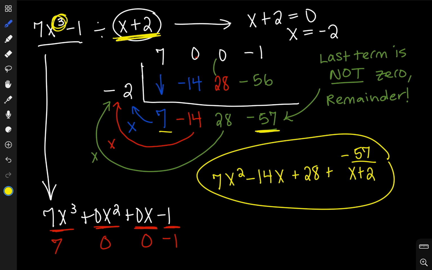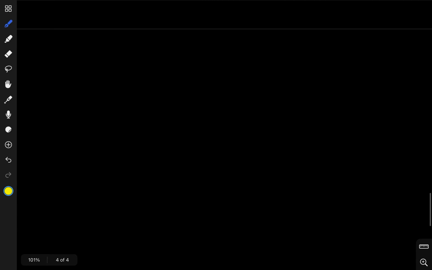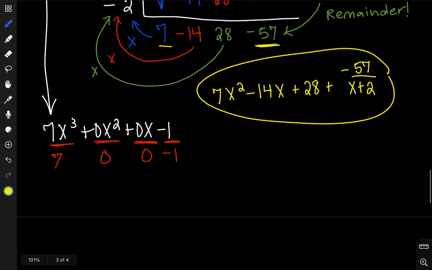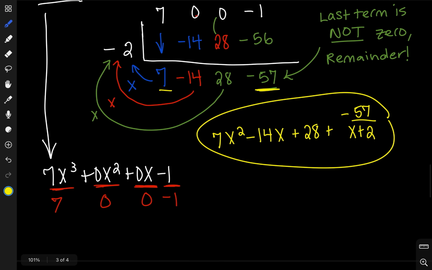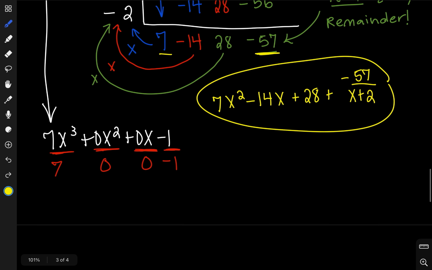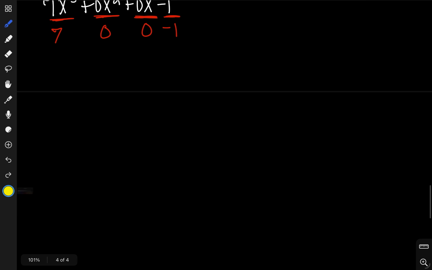Okay, we'll do one more. If your last term is 0, then you wouldn't even have this remainder. It would just be that. But those are easier. Okay, we'll do one more example.